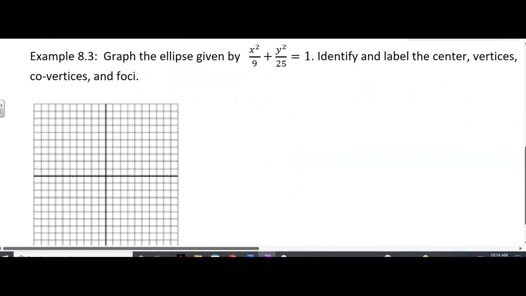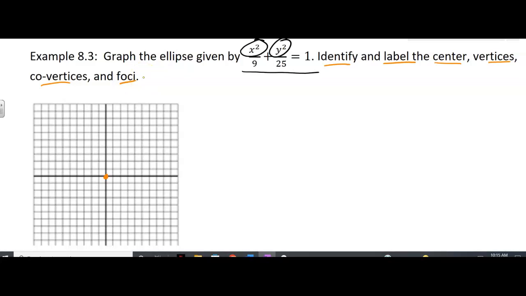Okay, so that's kind of a little bit of a review of what we've been doing. Now we're going to put it into practicality. Okay, so we're given an equation in standard form. It is centered at the origin, and we know that because there's no H or K up here. So H and K are 0. So we'll go ahead and graph the center, because they want us to identify and label the center, vertices, co-vertices, and foci. Okay, identify and label. So I'm assuming they want us to graph all those things.